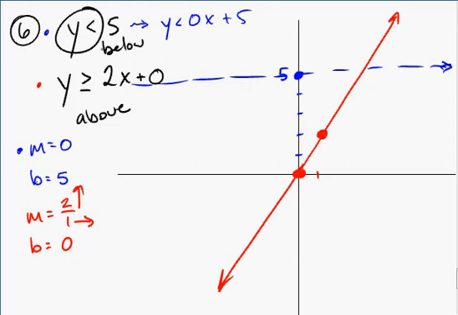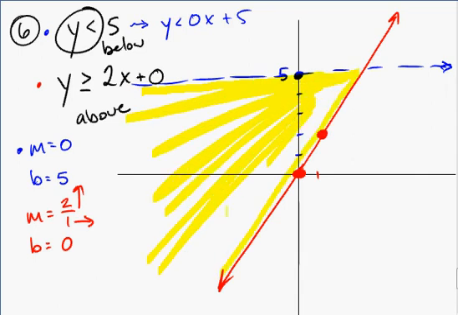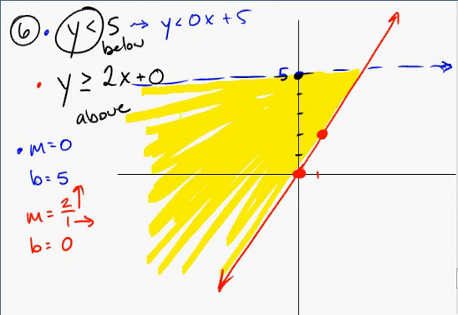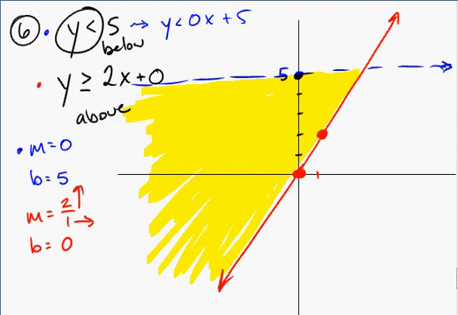Okay, so we got to shade below the blue, above the red. This is below the blue and above the red. Anything in here is a solution. Is that a solution right there? Yes. Is that a solution right there? No. Is that a solution right there? Yes. Is that a solution right there? No.